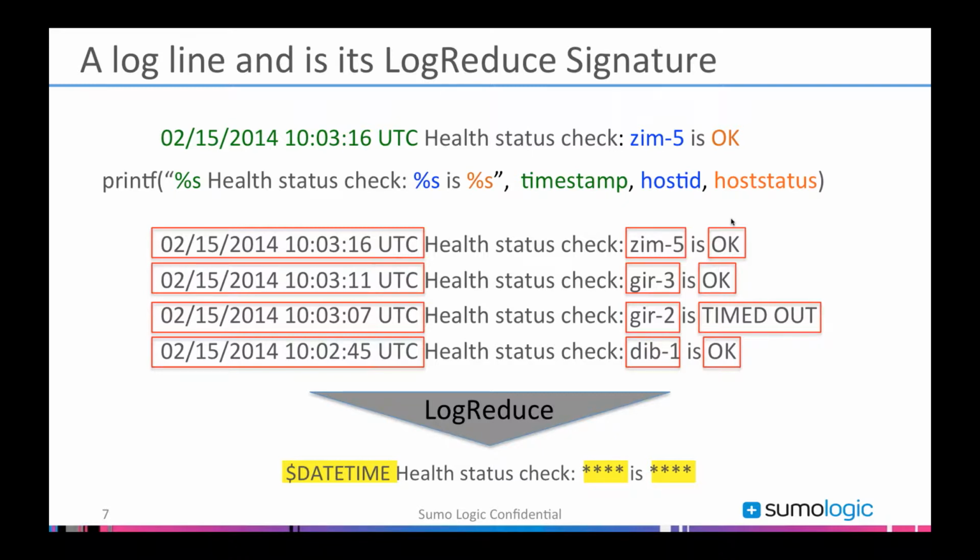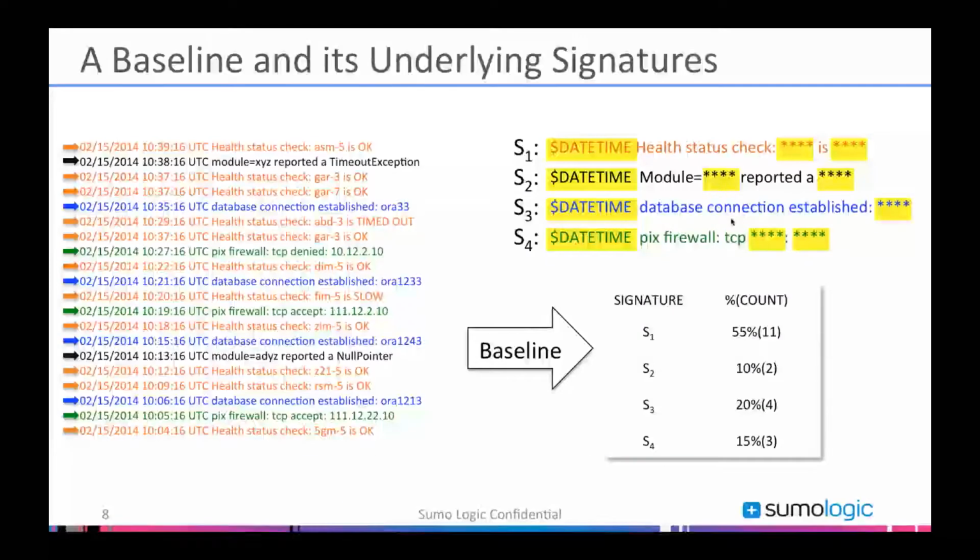So we can line those log data next to each other and infer which parts are changing, which parts are constant, and we can derive a signature from all of that log data. And now, on top of log data, we start building those baselines.